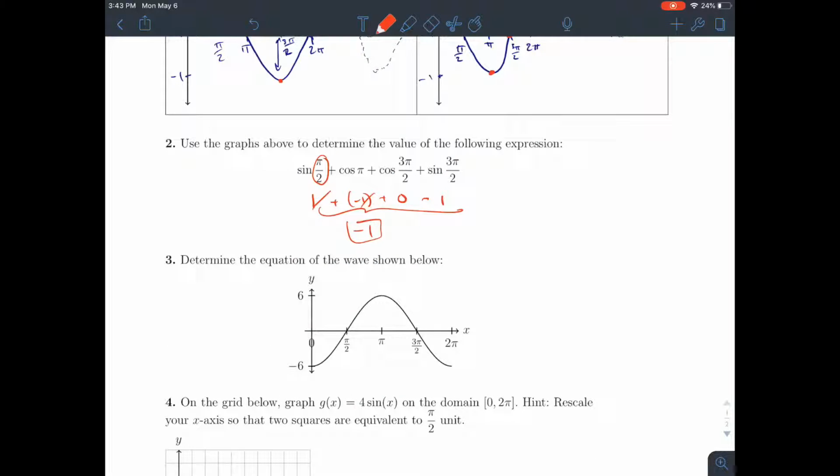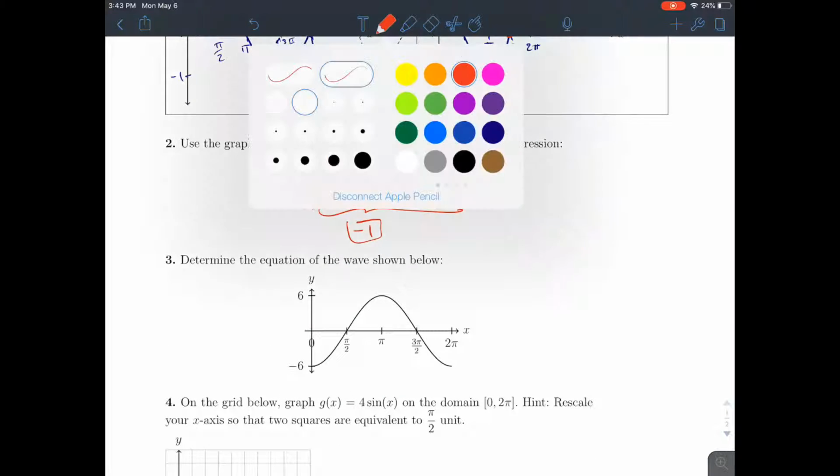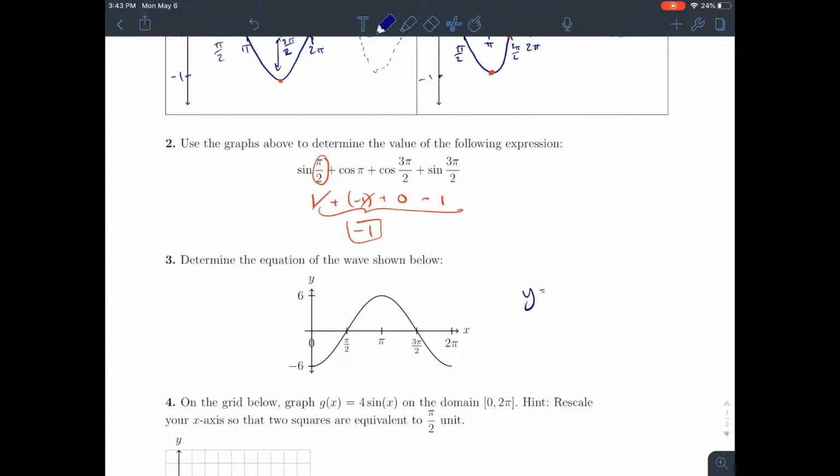Determine the equation of the wave shown below. So for this one, we've got a cosine graph. Because the period is still 2 pi, we know that we have no inside transformation, it's just x. And then the amplitude is 6.